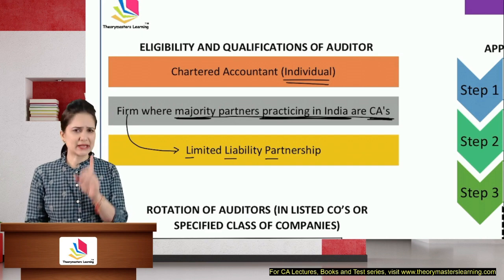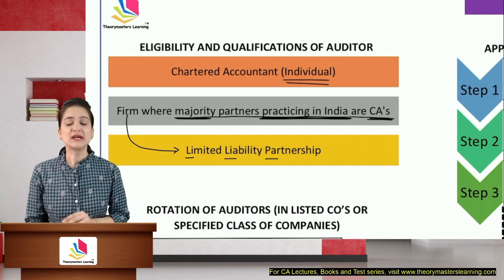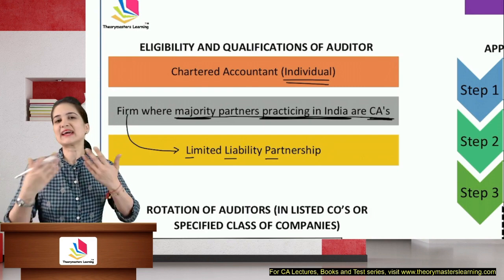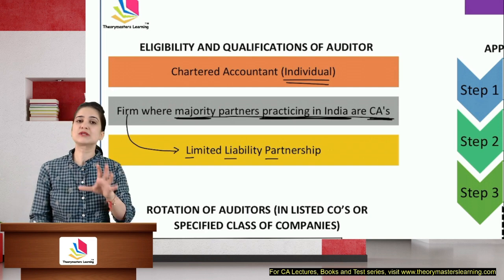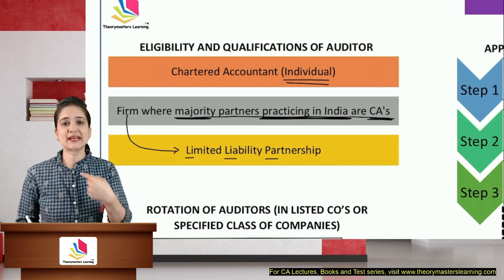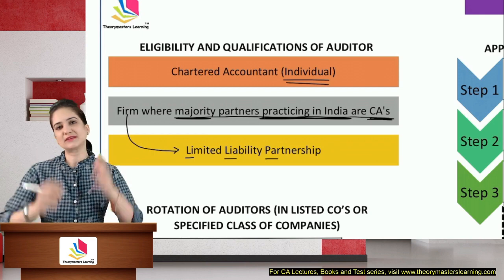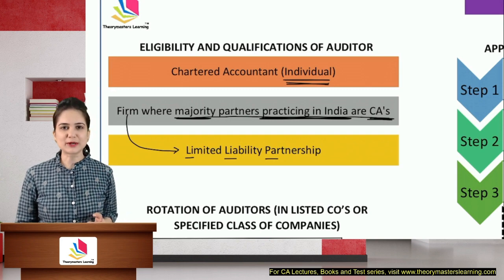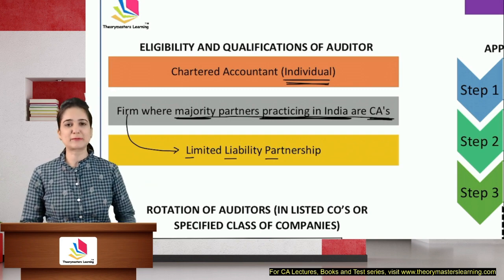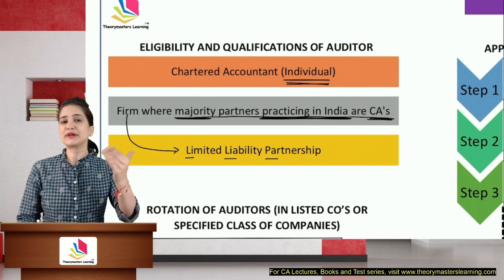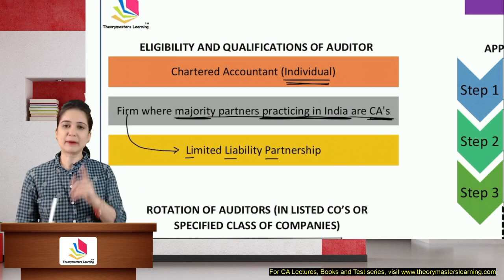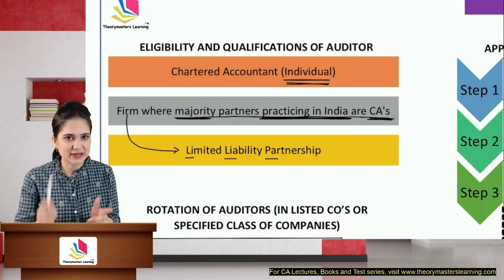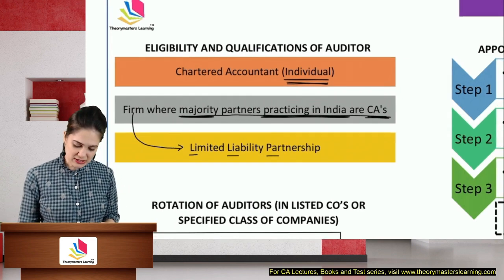If you are appointing LLP as an auditor of the company, then in that case, only the partners who are chartered accountants can act and can sign the audit report. Only those partners who are chartered accountants can act as an auditor, and only they can sign the audit report. So yes, you can appoint an individual chartered accountant in practice as the auditor of the company. You can appoint a firm, where the majority of the partners practicing in India are chartered accountants. And if you are appointing a firm, then you can also appoint an LLP. But in that case, only the partners who are chartered accountants can act as an auditor and can sign the audit report. So this is eligibility and qualification.